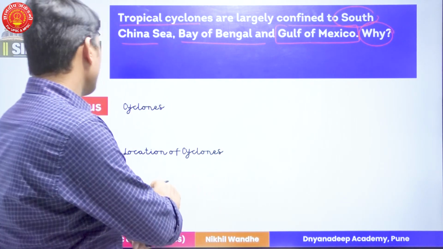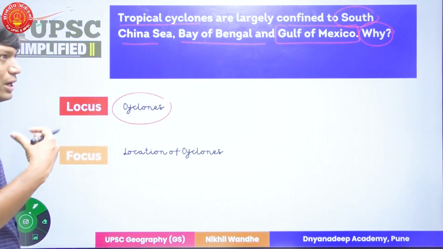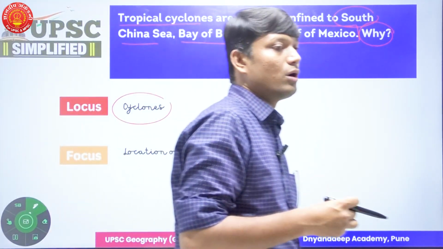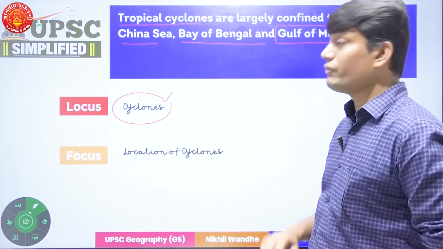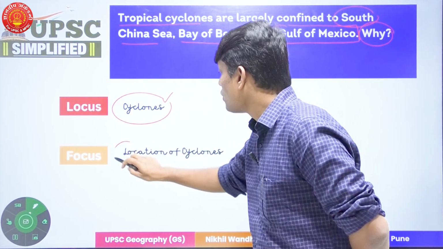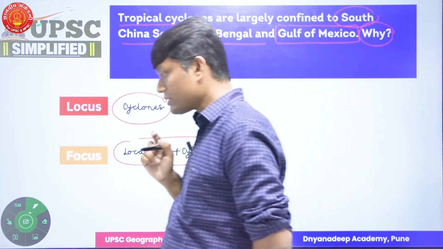So let us see the locus of the question. The locus of the question is cyclone. So we need to know a lot of details on cyclones. And what do we have to focus on? We have to focus on the location part of the cyclone. So we'll see how to address this particular part.